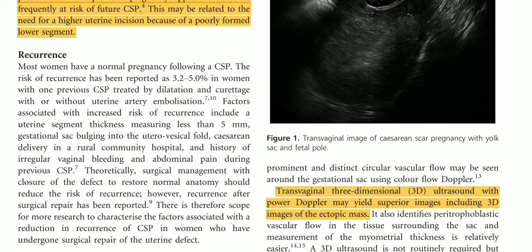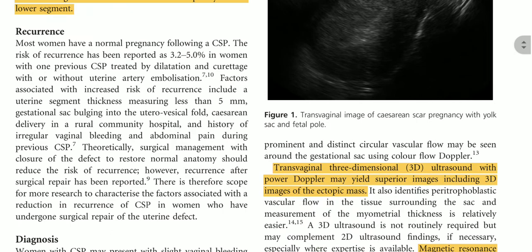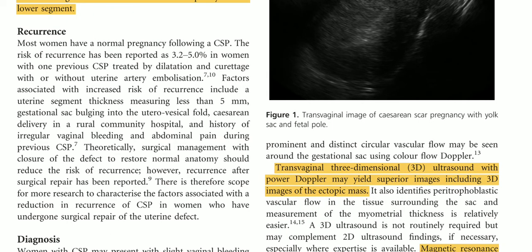Factors associated with increased risk of recurrence include lower segment thickness measuring less than 5 mm, gestational sac bulging into the uterovesical fold, cesarean delivery in a rural community hospital, and a history of irregular vaginal bleeding and abdominal pain during the previous cesarean scar pregnancy.